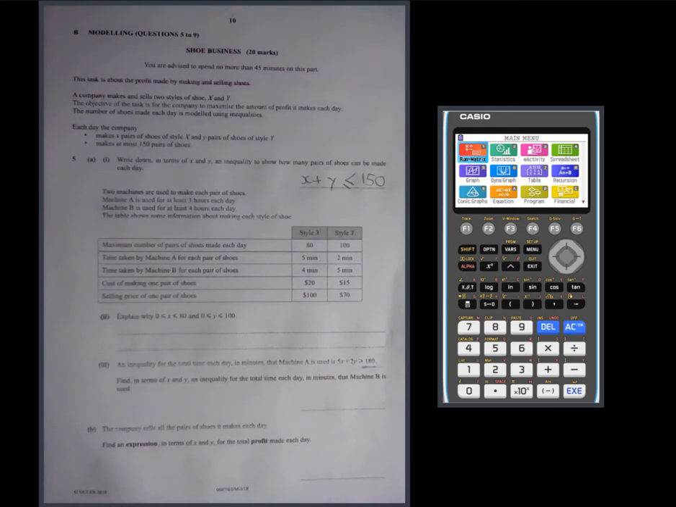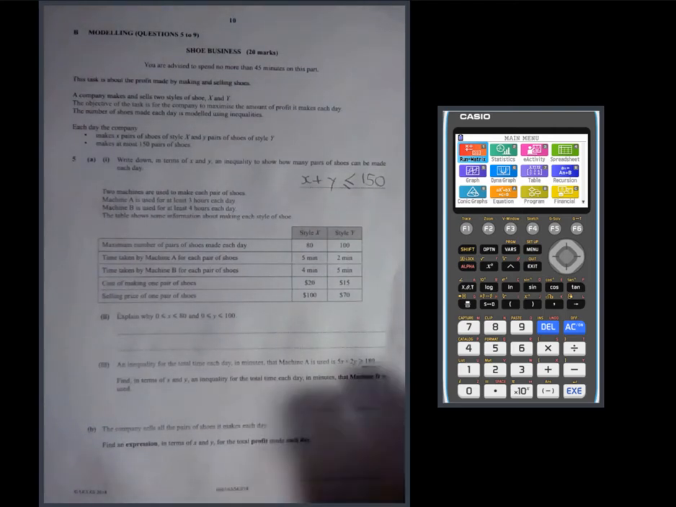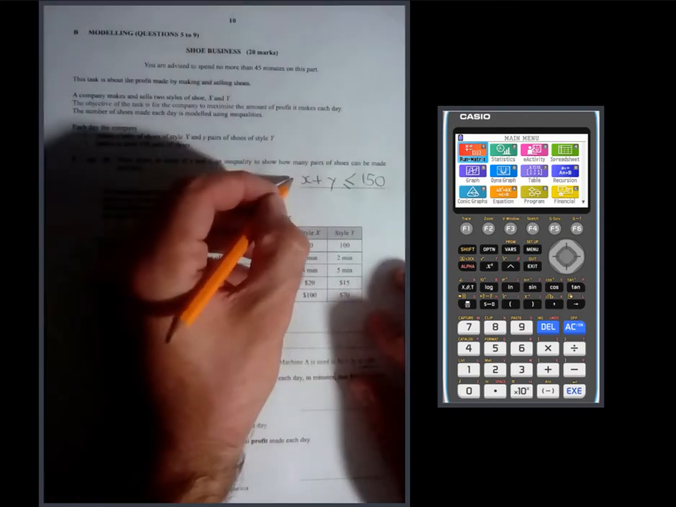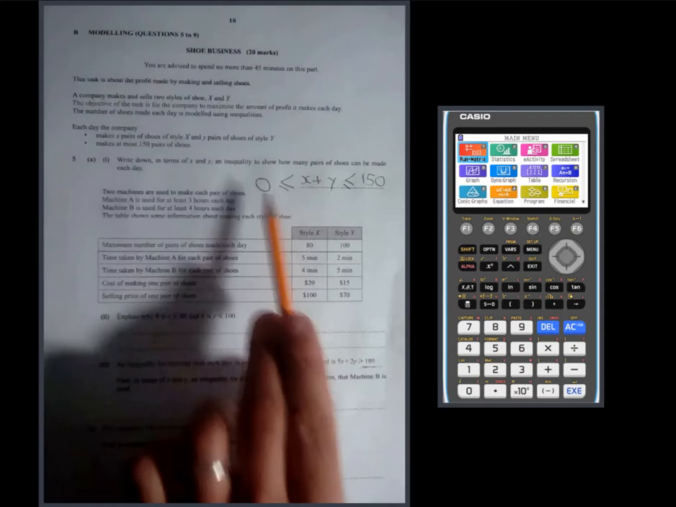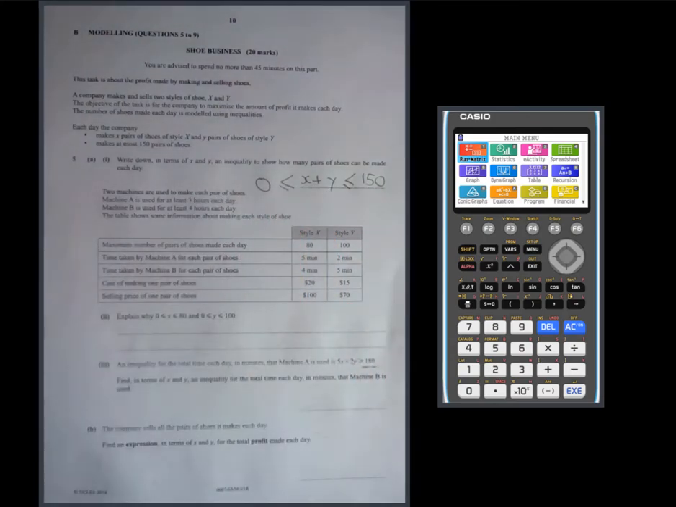You could also think about the lower end of this, as in you can't make, say, -1 pairs of shoes. The least amount of shoes you can make is 0, so there is potentially a 0 here. You could say X plus Y is greater than or equal to 0, and it's less than or equal to 150. First mark on the board.